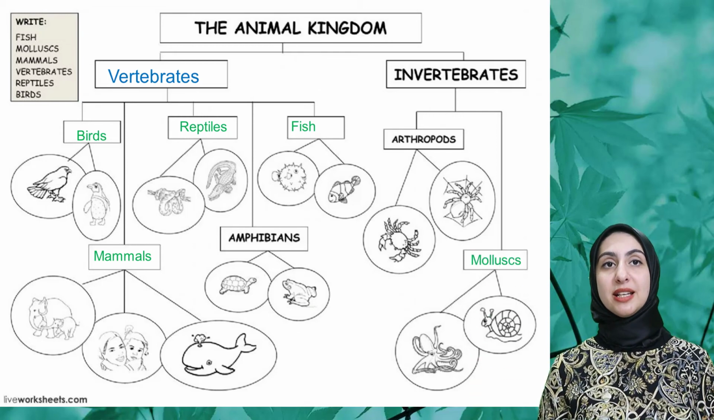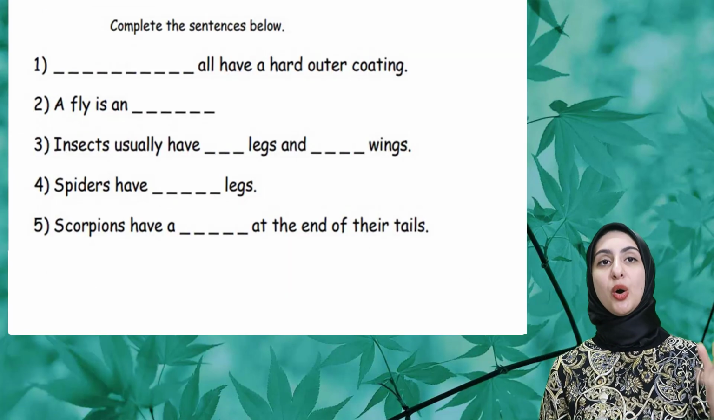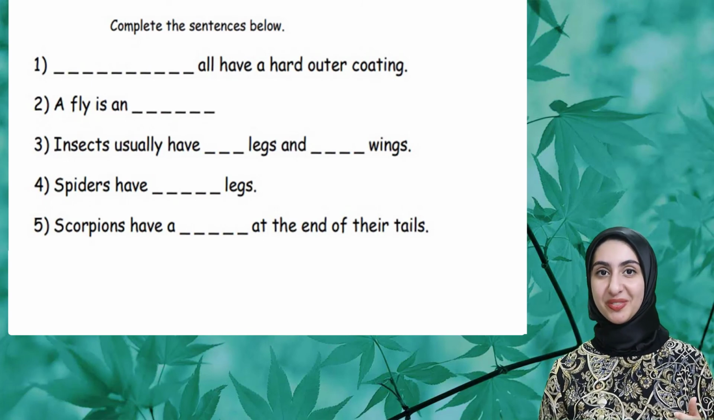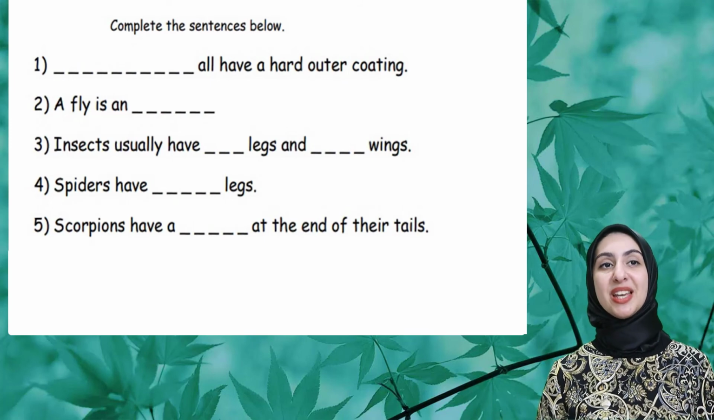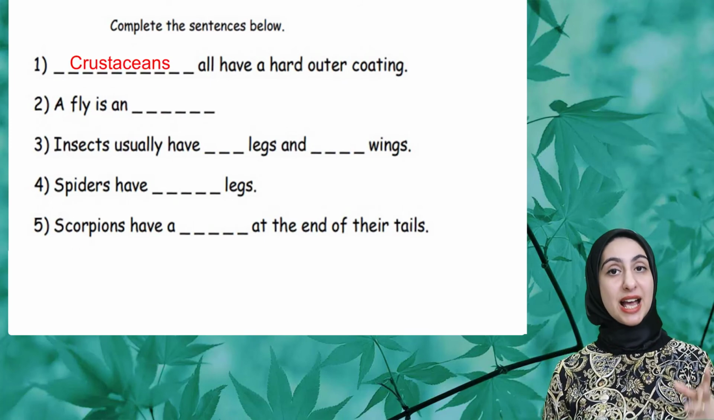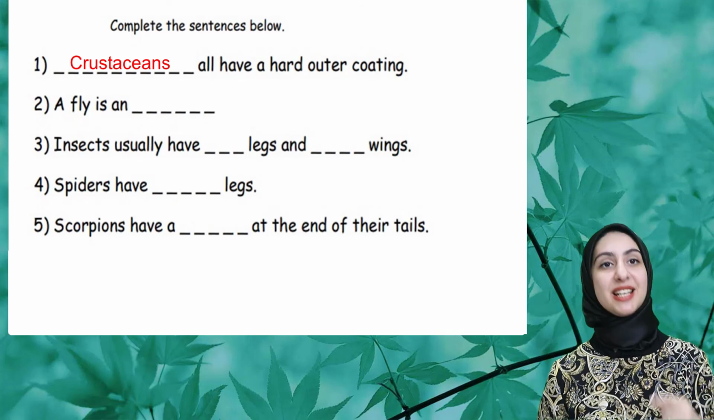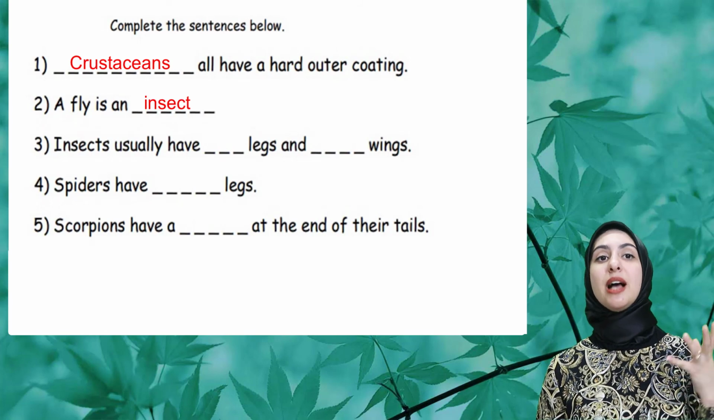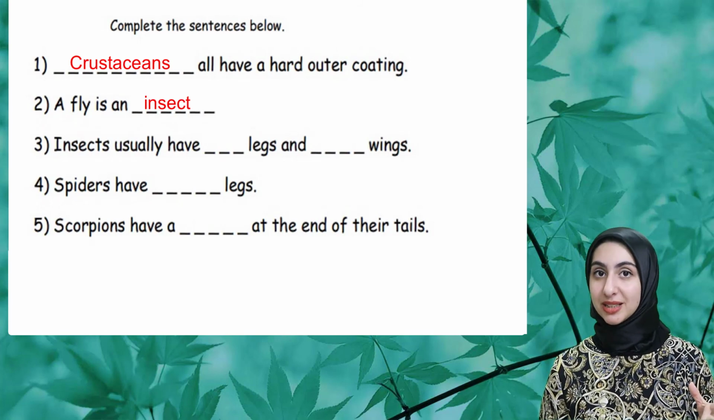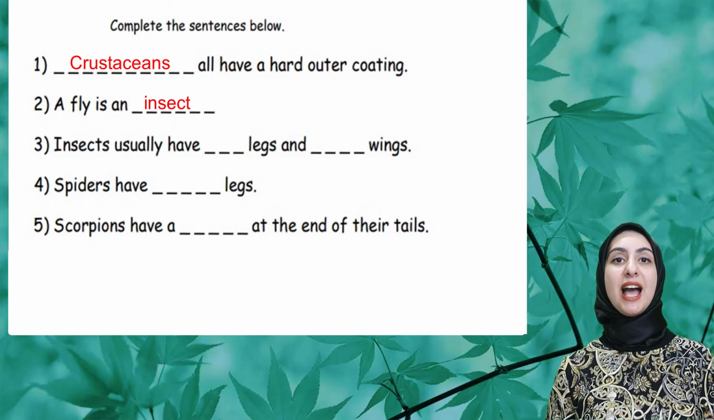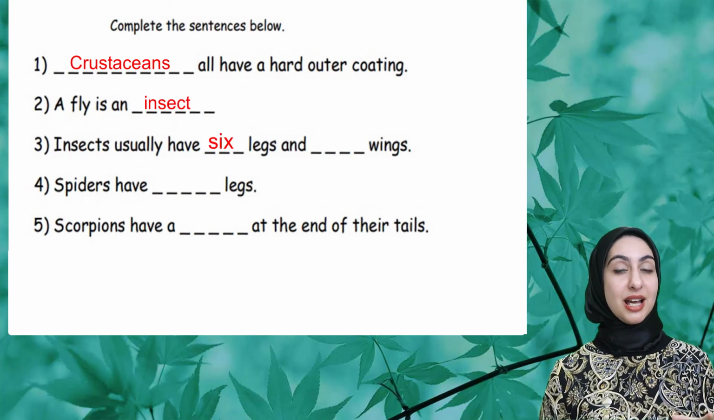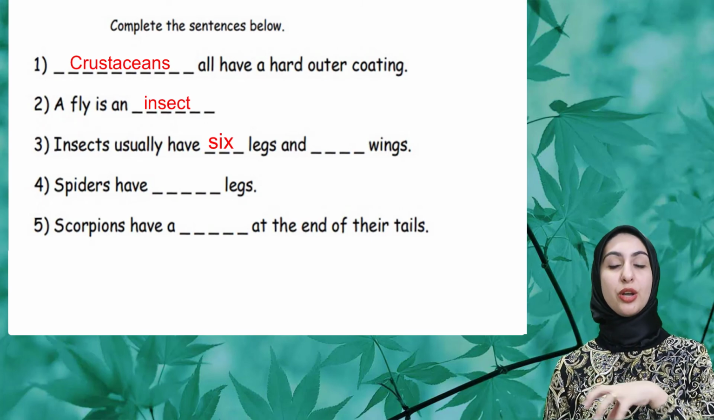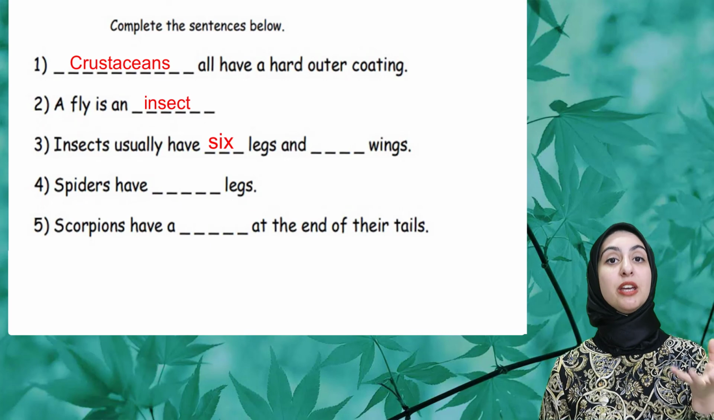Okay, complete the sentences below. The first question: all have a hard outer coating. Which one? Yes, crustaceans. Question 2, a fly is an insect. Correct. Question number 3, insects usually have how many legs? Yes, 6 legs. And how many wings? Actually, it should be 2 pairs of wings. So if we want the total, it will be 4 wings.